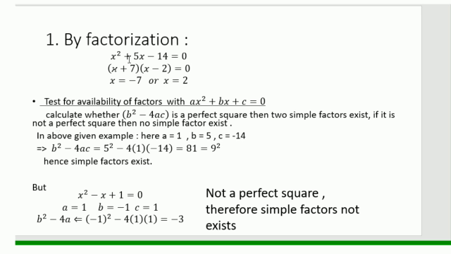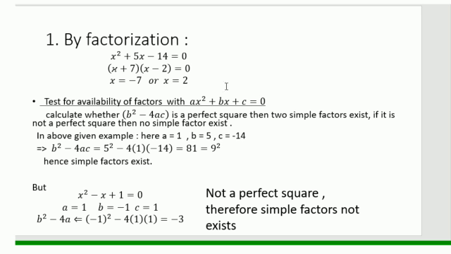Suppose we select the quadratic equation x square plus 5x minus 14 equal to 0. You know that by factorization, we multiply the first and last term and find factors whose addition or subtraction must equal the middle term. As you already know from matric classes, I get the factors (x plus 7)(x minus 2) equal to 0. So x equal to minus 7 or x equal to 2.